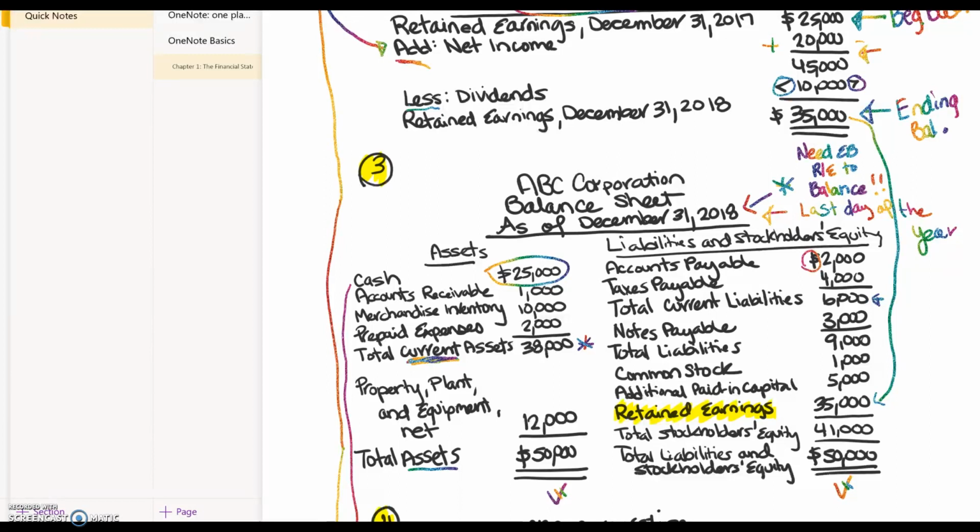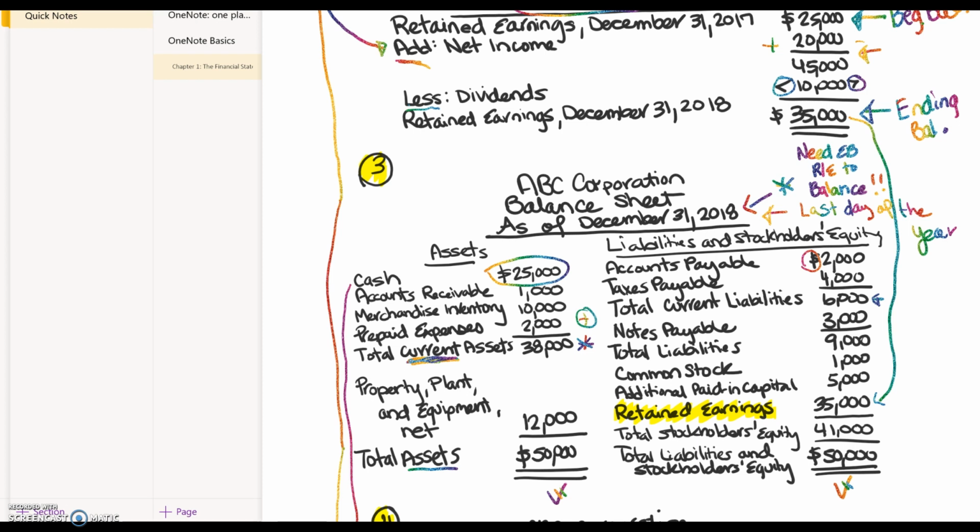Accounts receivable, next most liquid asset, followed by merchandise inventory. So we have to sell the inventory in order to have cash. We have to collect accounts receivable to have cash. So accounts receivable is more liquid than merchandise inventory. And prepaid expenses means that we've paid for an expense in advance of owing for it. So it is an asset. It's going to provide a future benefit to the company. Total current assets is going to be the sum of these four amounts. So notice I'm adding them here to get $38,000.